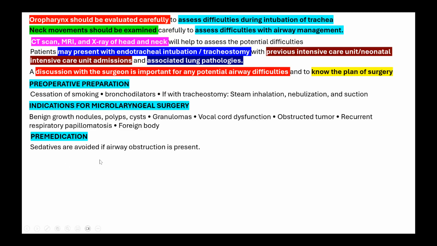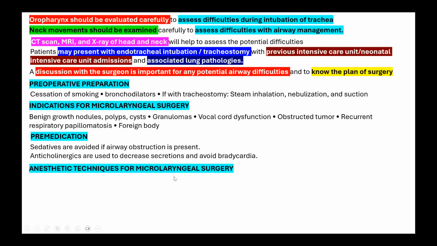Pre-medication, sedative pre-medications are avoided, especially if the airway is likely to obstruct the passage and there is a chance of respiratory difficulty. Anticholinergics like your glycopyrrolate can be used to decrease secretions and also avoid bradycardia.